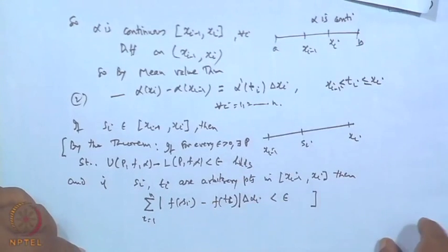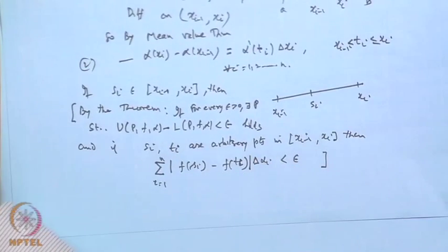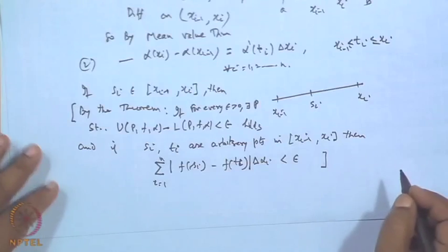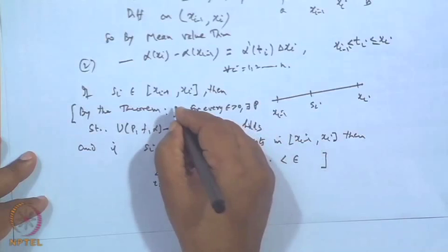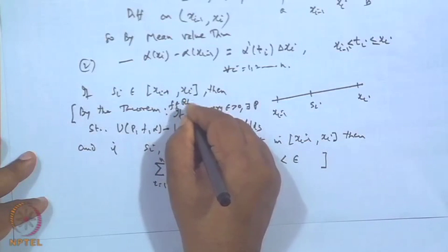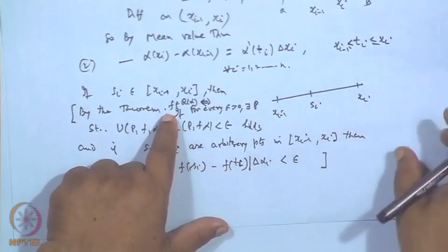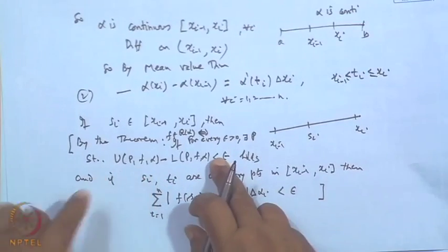So, we apply the condition on alpha dash. One more thing: this shows that f belongs to R alpha if and only if this result is true. So, what is it? Alpha dash is in R. So, we can get this result quickly.